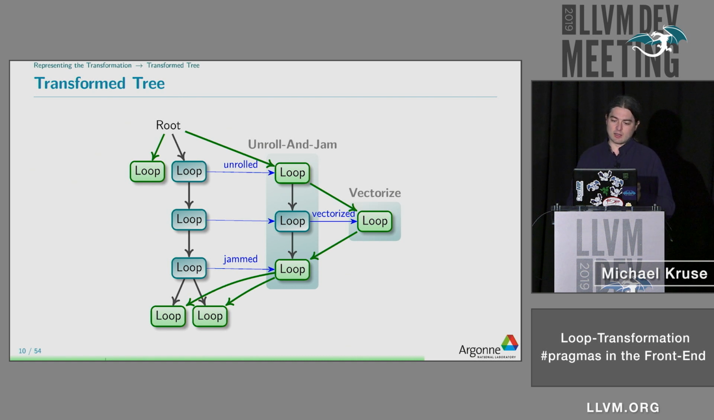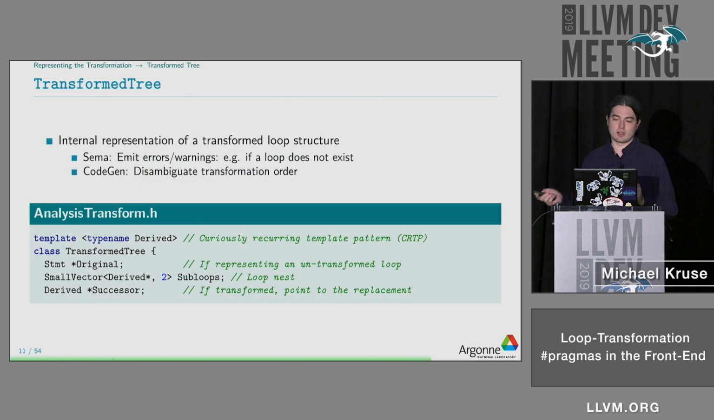This representation is used first for diagnostics, telling you it's impossible to unroll and jam without having an inner loop, for instance, but also to disambiguate the order inside the code generation. So when passing this information to the mid-end, there is exactly one and only one defined order.